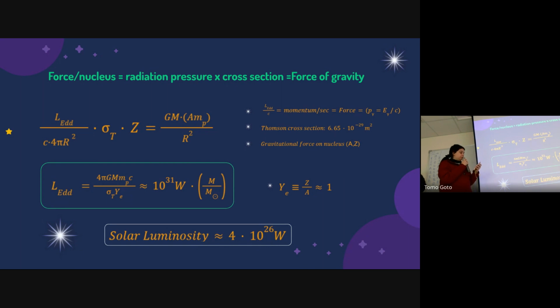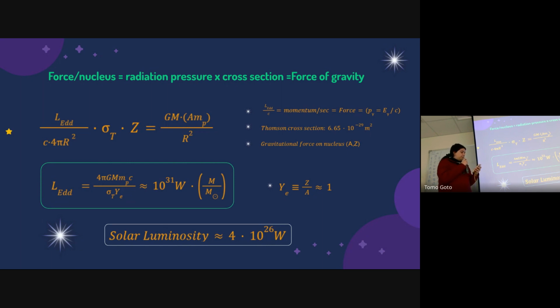because this may be a little bit confusing, here photons are scattering off electrons, but we're putting in the gravitational force on the nucleus. This is all because the mass of a star is contained in a nucleus, as one proton is 1,000 times heavier than an electron. So electrons don't really contribute much to the mass of the star.